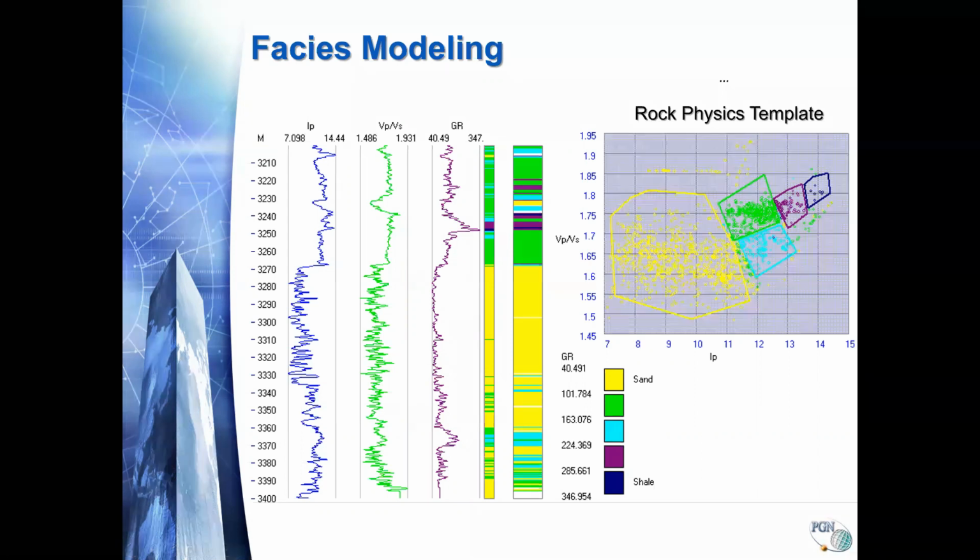And if I plot that data onto this template and apply this template to it, as a result, in 3 dimensions, I would get a cube where all these colors would be, highlighting sand and shale bodies. So this would be one way of interpreting the data.